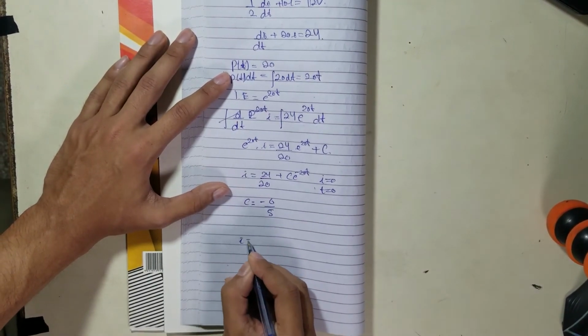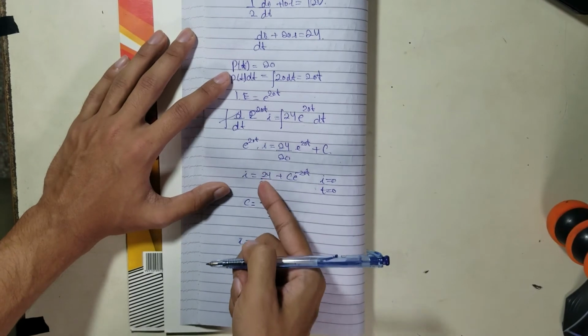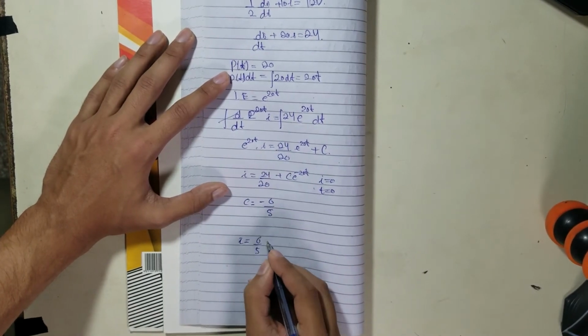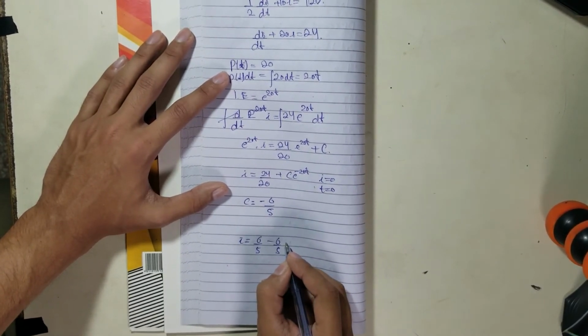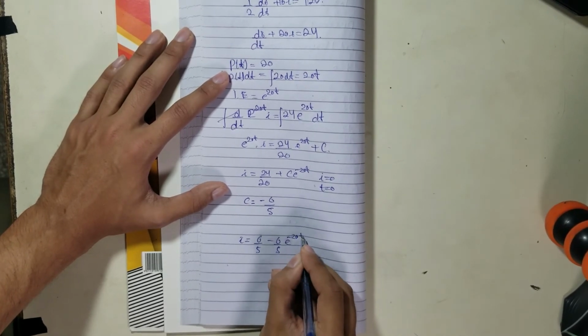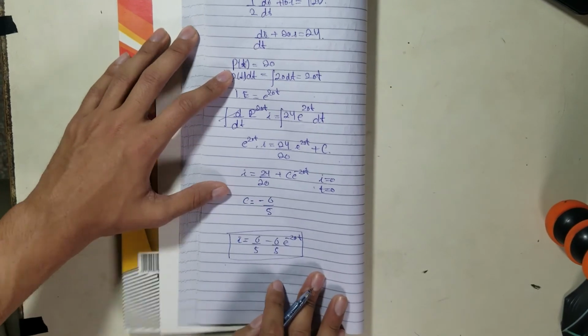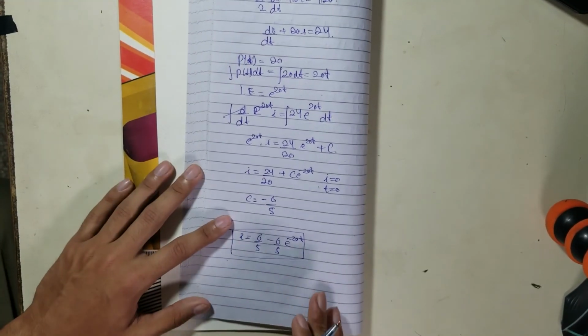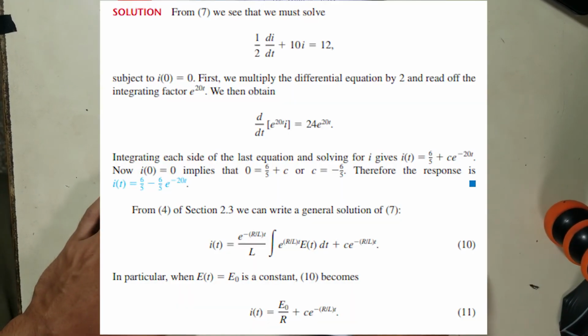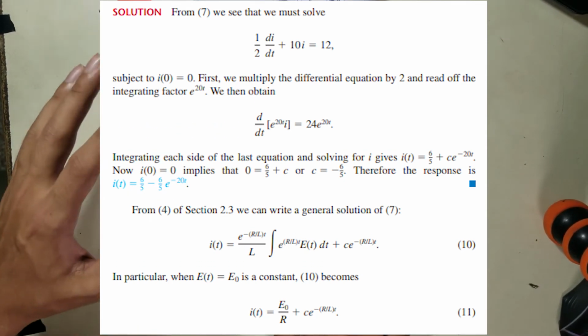So my final answer, simplifying this, will become 6/5 minus 6/5 e raised to the power minus 20t. So this is our final answer. This is the current in the given circuit. So this is the last question of chapter 3. So we have solved our chapter 3 up till now.